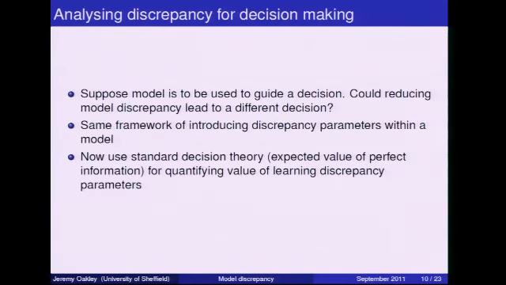So same basic idea of trying to put discrepancy terms inside models, but now we're going to use standard decision theory based on expected value of perfect information, which I'll talk about in a moment. Rather than using variance-based sensitivity analysis, we're going to use a decision theoretic sensitivity analysis to understand how discrepancies might contribute to bad decisions.